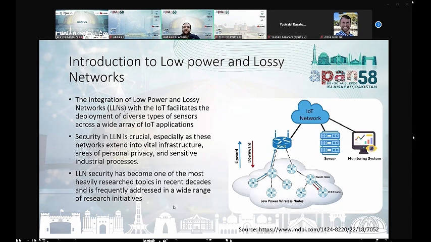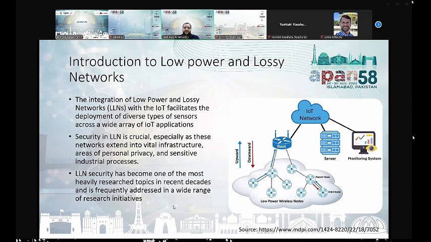To continue, we have a technique here which is called the local and lossy network, which is considered the backbone of the IoT network. In this network, the Internet of Things sensors are organized in a form called a local and lossy network. So the integration of the local and lossy network with the Internet of Things enables IoT to facilitate a wide diversity of sensor types across a wide array of IoT applications. So the security here is crucial. Why is it crucial? Because these types of networks extend to vital infrastructure, areas of privacy and sensitive industrial processes.